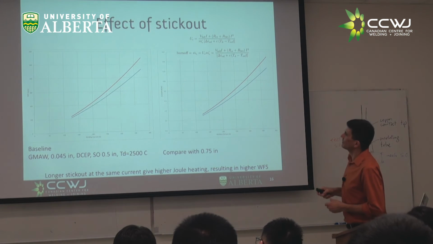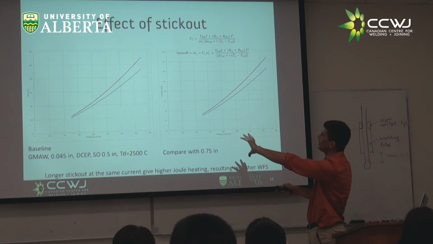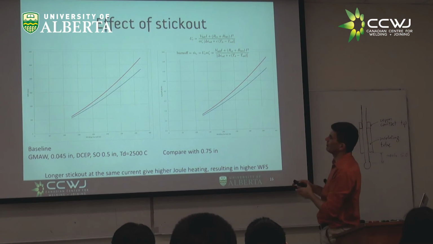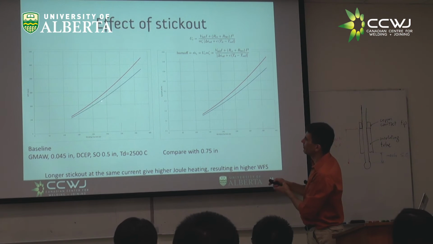All right, effect of the stick-out. So here on the left, always have wire feed speed. On the right, we have the burn-off. And on the left, in blue, we have the 045 wire.